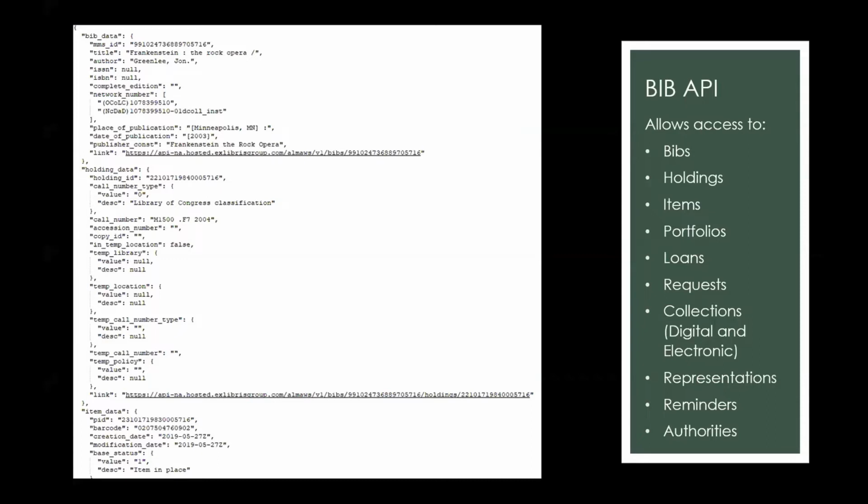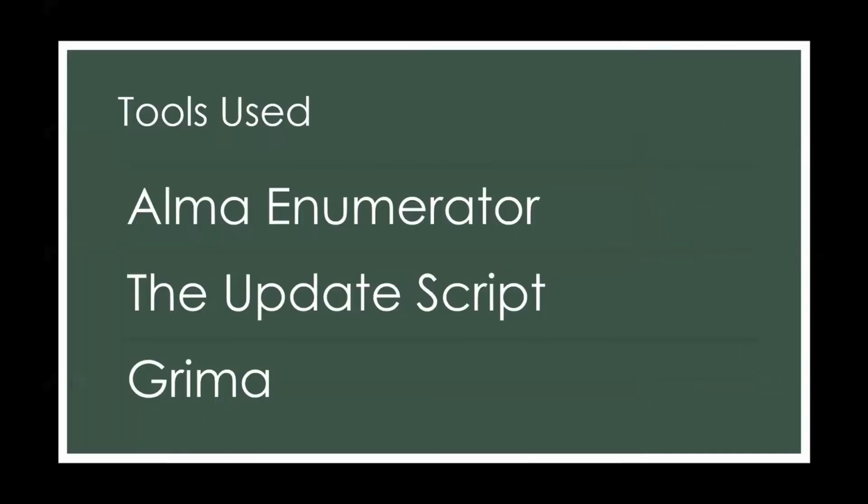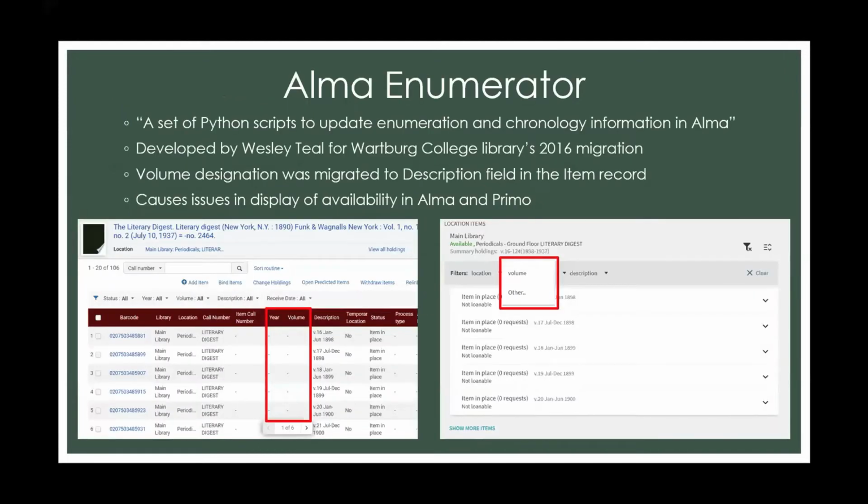So this led me to look elsewhere for applications that maybe others were using for similar instances that I was seeing. And luckily for me, there have been plenty of solutions already developed by people out there in the Ex Libris community using APIs to edit records at scale. And I will be talking specifically about three of them. They are the Alma Enumerator, what I have been referring to as the update script, and then also Grima. So we will get right into the first one, the Alma Enumerator.